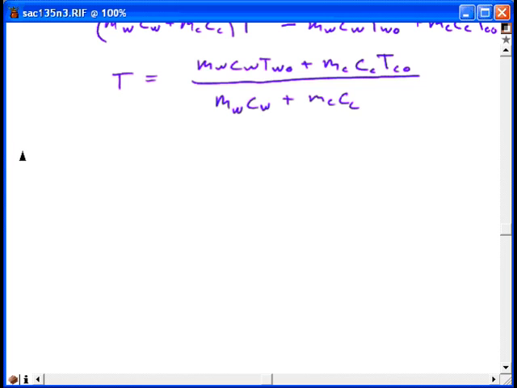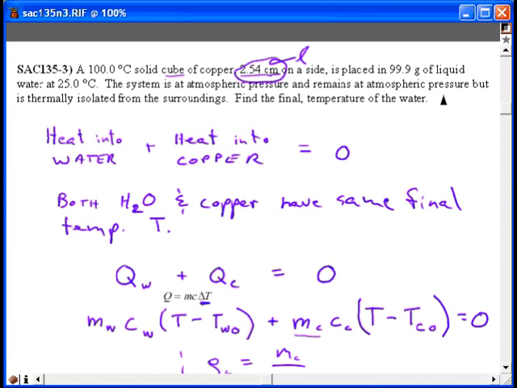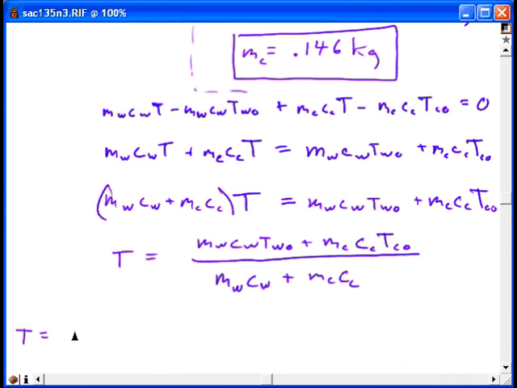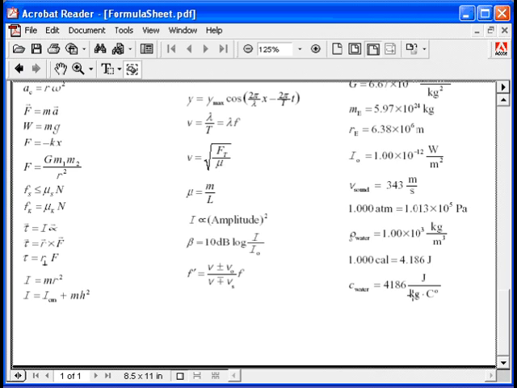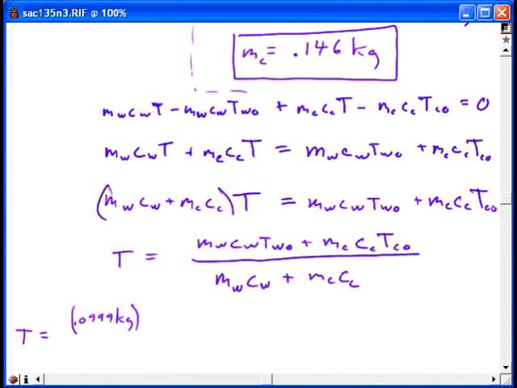So we need this big expression, and we go ahead and substitute values with units. Mass of the water given as 99.9 grams, which slide the decimal point over 3 places to put it in kilograms. I got 0.0999 kilograms. And then CW from the formula sheet there, 4186 joules per kilogram Celsius degree.